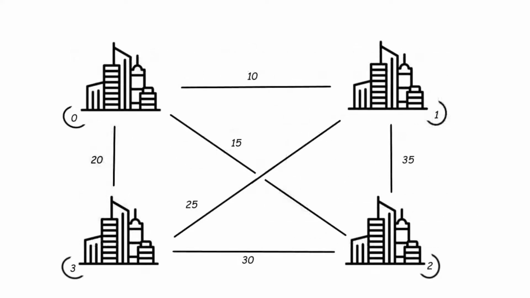We work with 4 cities to make learning and teaching the problem easier. On the screen, you can see 4 cities and their distances from each other. The salesman starts from city 0 and comes back to his current location.